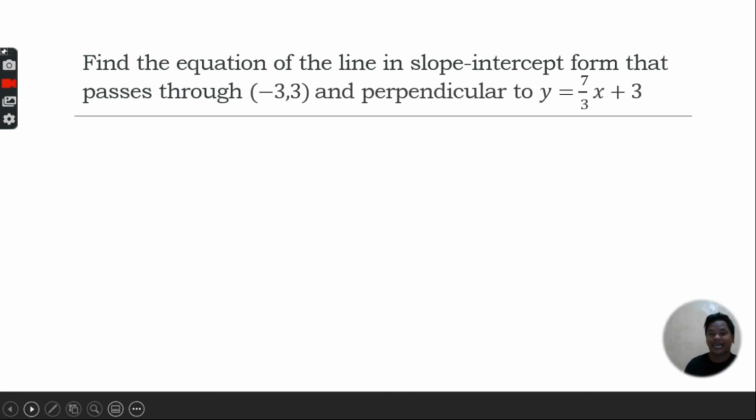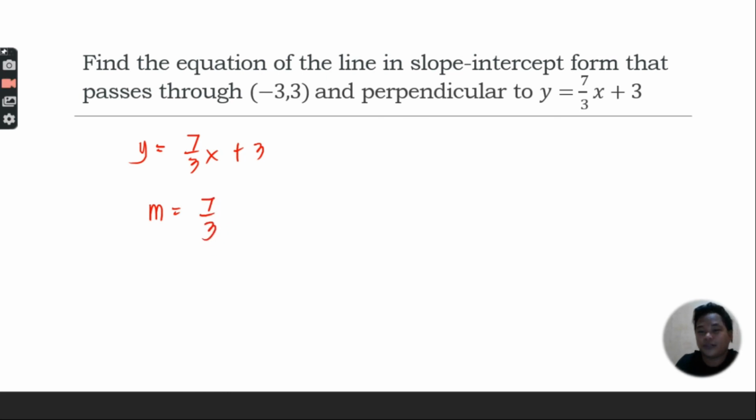Find the equation of the line in slope-intercept form that passes through (-3, 3) and is perpendicular to y is equal to 7 over 3x plus 3. So we have the equation y is equal to 7 over 3x plus 3. We have the slope m is equal to 7 over 3. And when we are talking about perpendicular lines, always remember that the slope is the negative reciprocal of the slope of the given line.